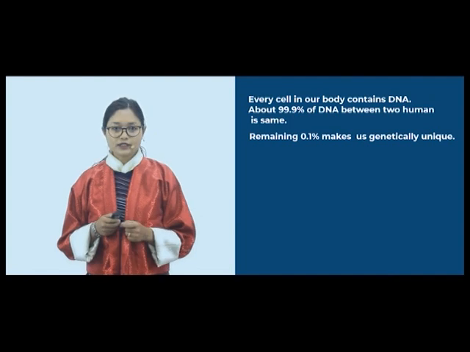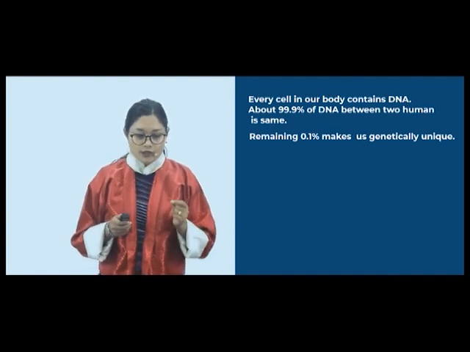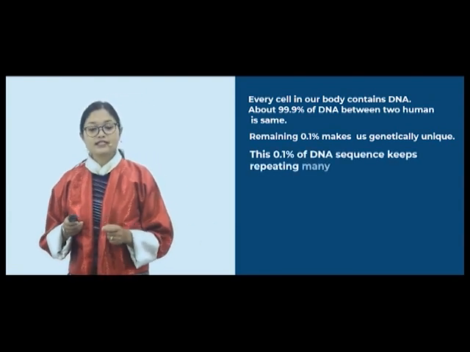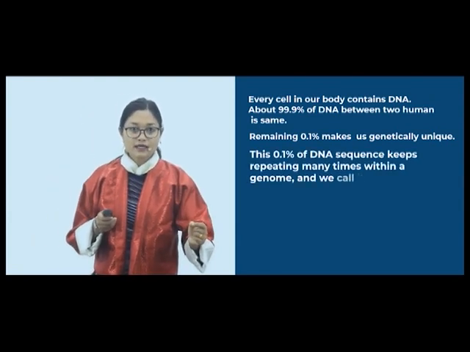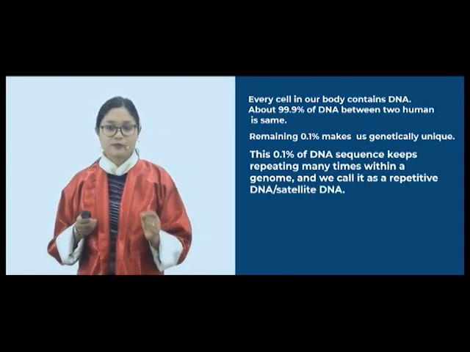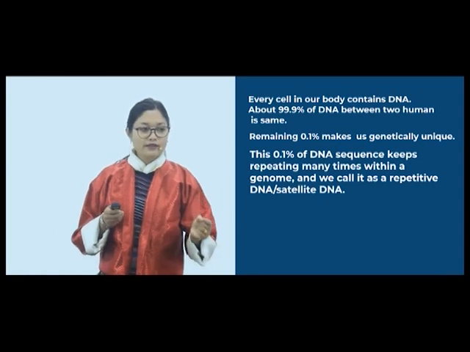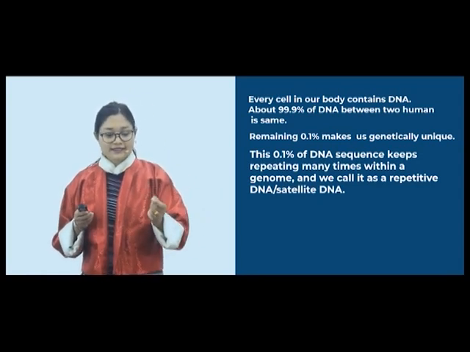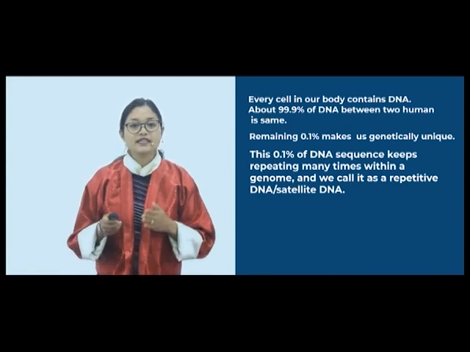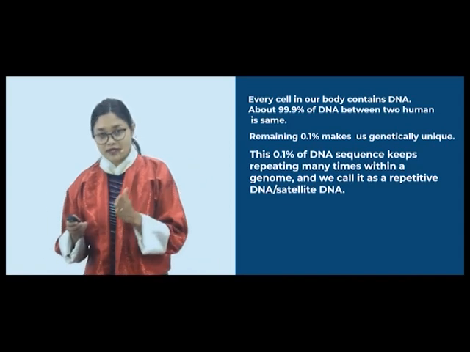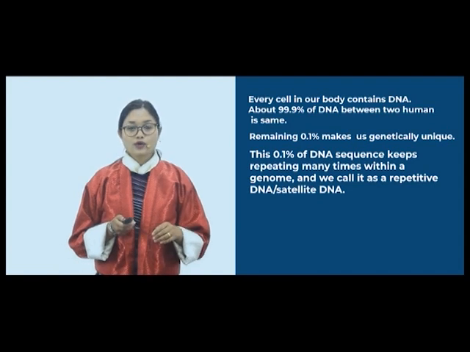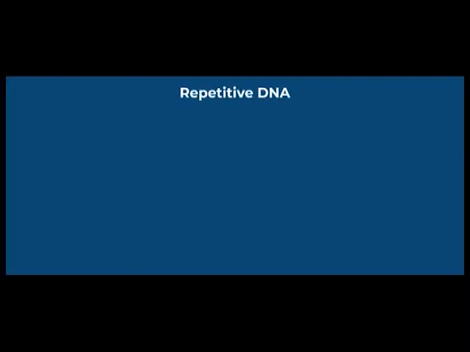Now, how is it possible again? This 0.1% DNA is made up of different tandem repeats. These are short fragments of DNA which are inside that 0.1% of the total genome of a person. And that 0.1% of DNA has those tandem repeats, meaning short base pairs. They keep on repeating in an individual. Those tandem repeats are known as repetitive DNA or satellite DNA. As I'll show you, the difference between the repetitive DNA.